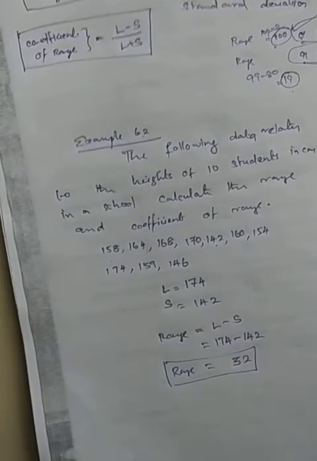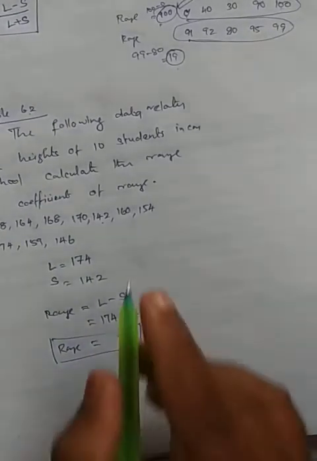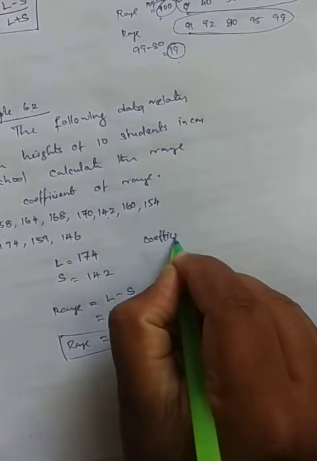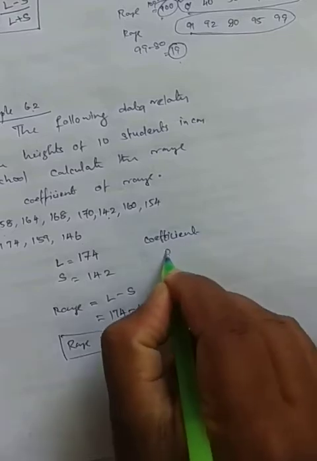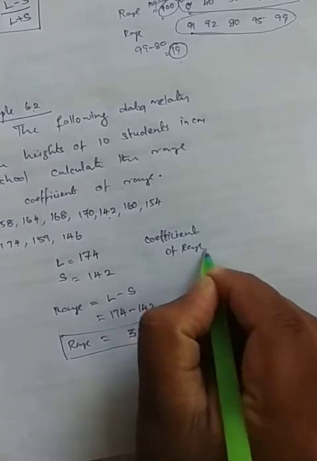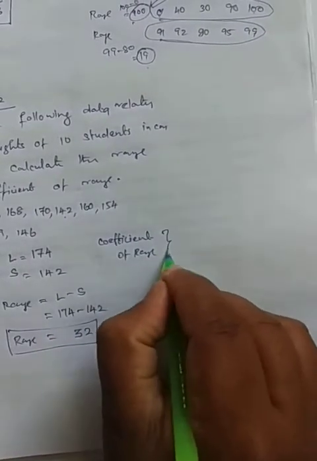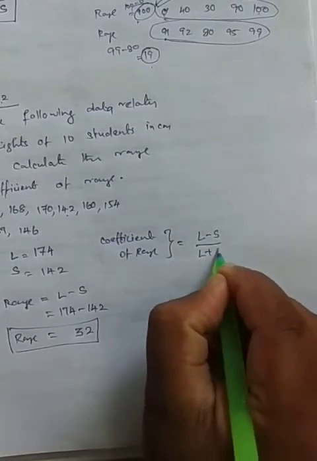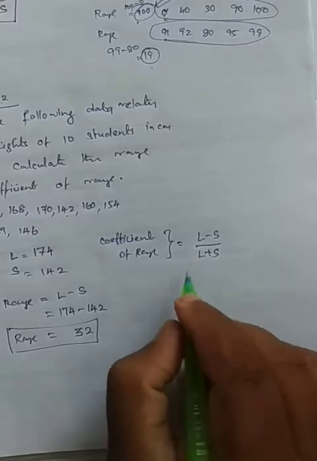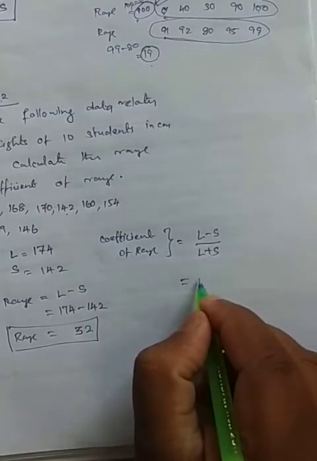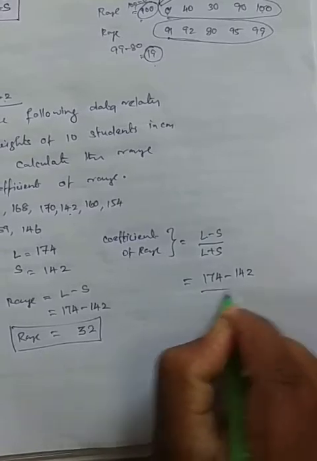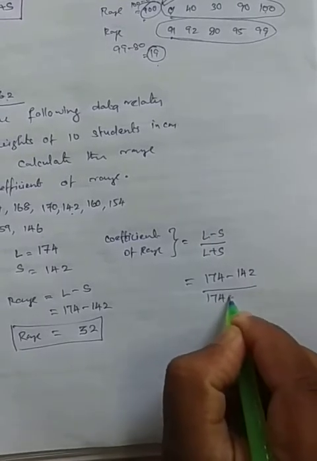Okay. So similarly, we need to find the coefficient of range. What's the formula? If you write the formula, you will get a few marks. L minus S by L plus S. So this is the formula we are having. So L minus S is 174 minus 142, divided by 174 plus 142.